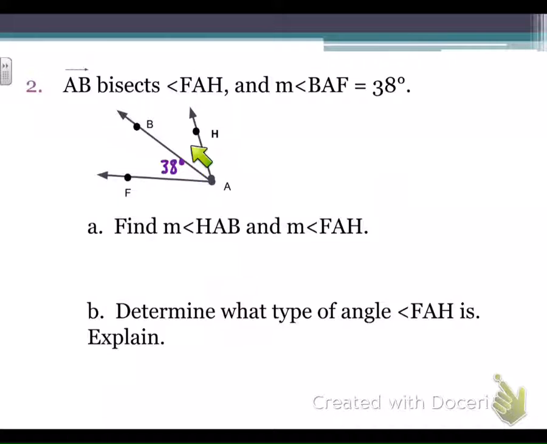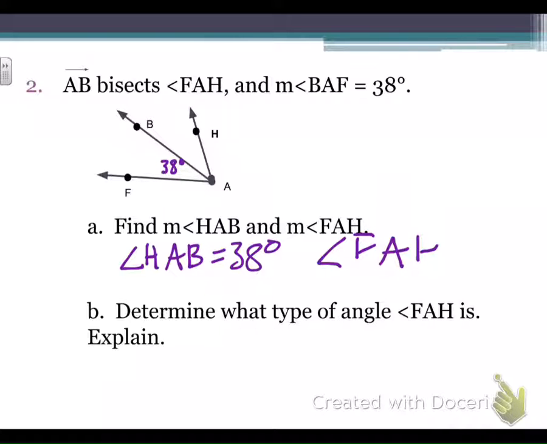HAB. All right, what would HAB be equal to? What do you think? 38. You got it. So we would put angle HAB is equal to 38 degrees. Now, the measure of angle FAH. How would I find FAH? What could I do?